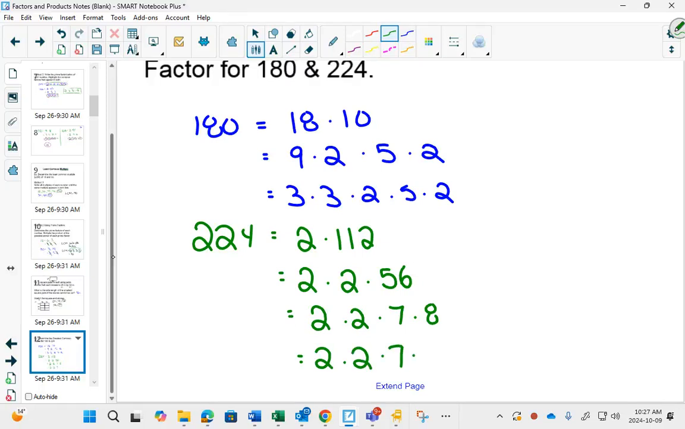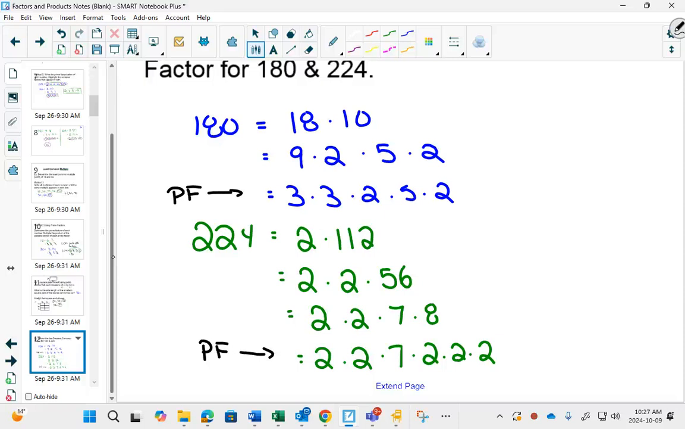Now sometimes with 8, do you see that 8 is 4 times 2? And then the 4 is going to be 2 times 2? If you wanted to with 8 already go to 2 times 2 times 2, to save you an extra line, that's perfectly fine. So this is the prime factorization of 180, and this is the prime factorization of 224.